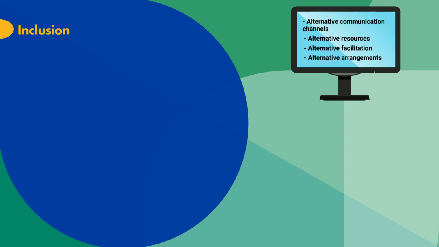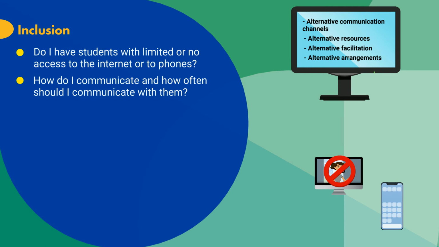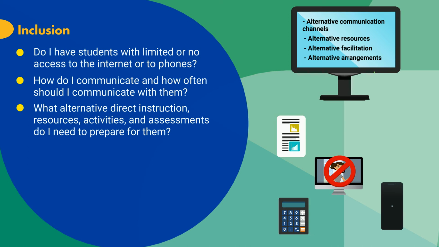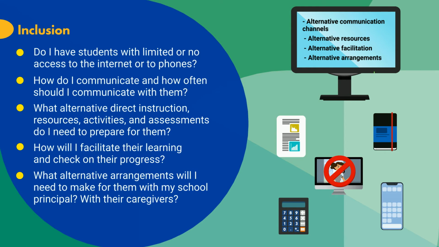Finally, do I have students with limited or no access to the internet or to phones? How do I communicate, and how often should I communicate with them? What alternative, direct instructional resources, activities, and assessments do I need to prepare for them? How will I facilitate their learning and check on their progress? What alternative arrangements will I need to make for them with my school principal and with their parents or caregivers?